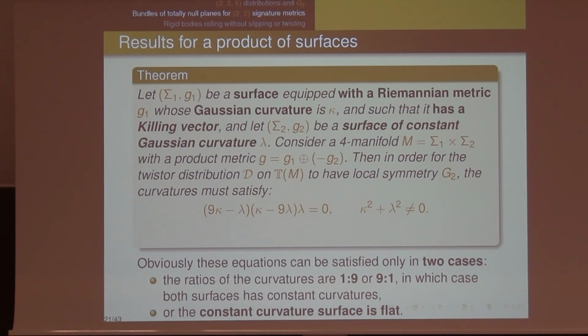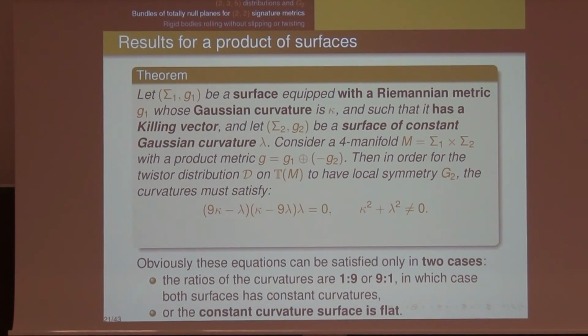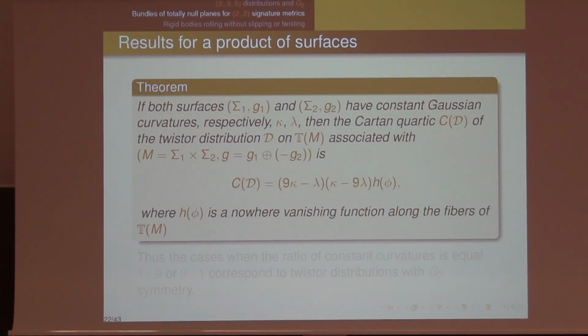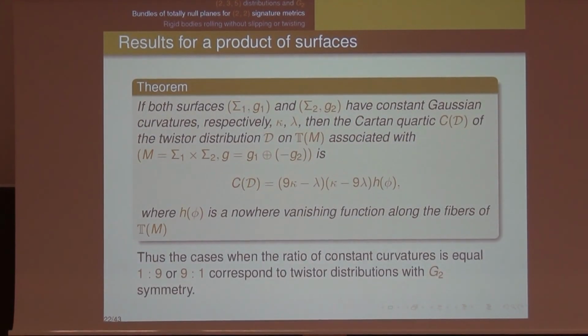And then, this is a very nice condition, because now you can specify that both of these have constant curvature. It turns out that for the first situation, when the ratio of curvatures is 1 to 9 or 9 to 1, the Cartan quartic actually vanishes. So it turns out that the case when the ratio of constant curvature is equal corresponds to Twistor distributions with G2 symmetry. So at least I find something.